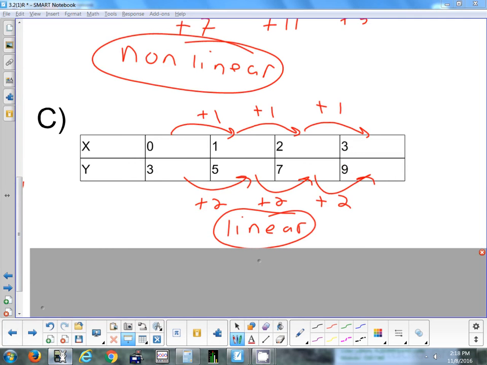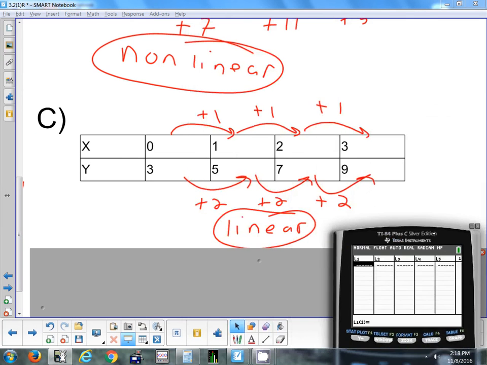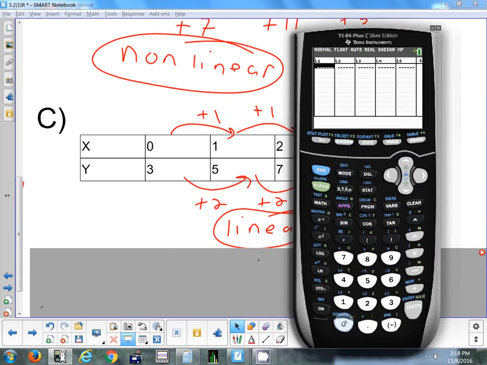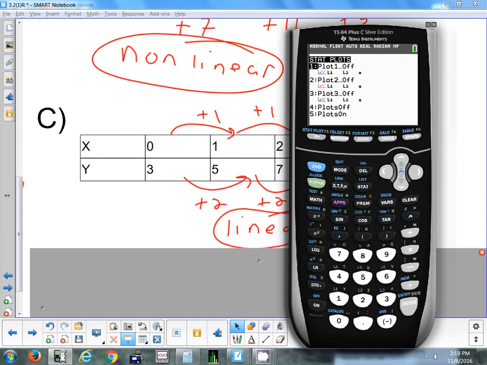All right, I'll show you something. Just watch what I'm doing here. I'm going to type all these points into this table. I got 0, 1, 2, 3 for my x's. And I'm going to type in my y's. I got 3, 5, 7, 9. So basically, I typed this whole table into the calculator. And I'm going to show you a picture of what it looks like.